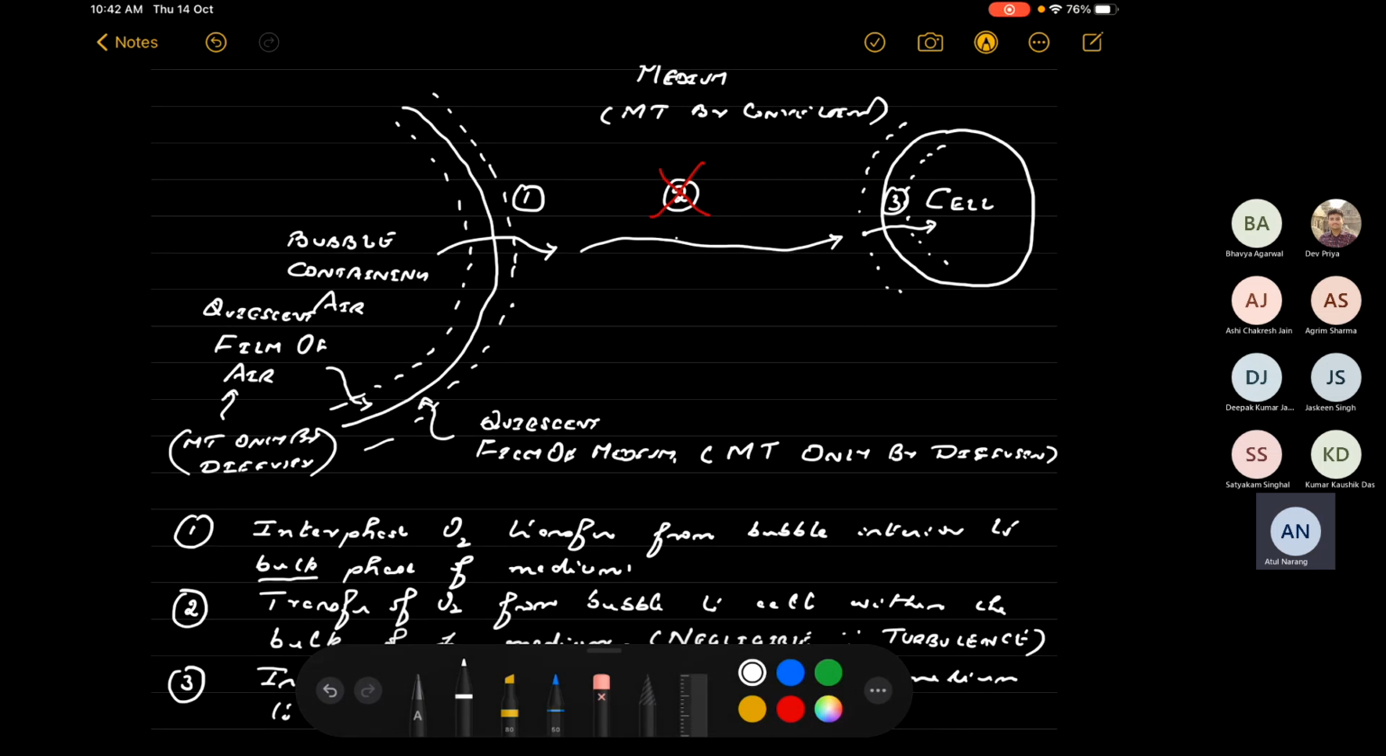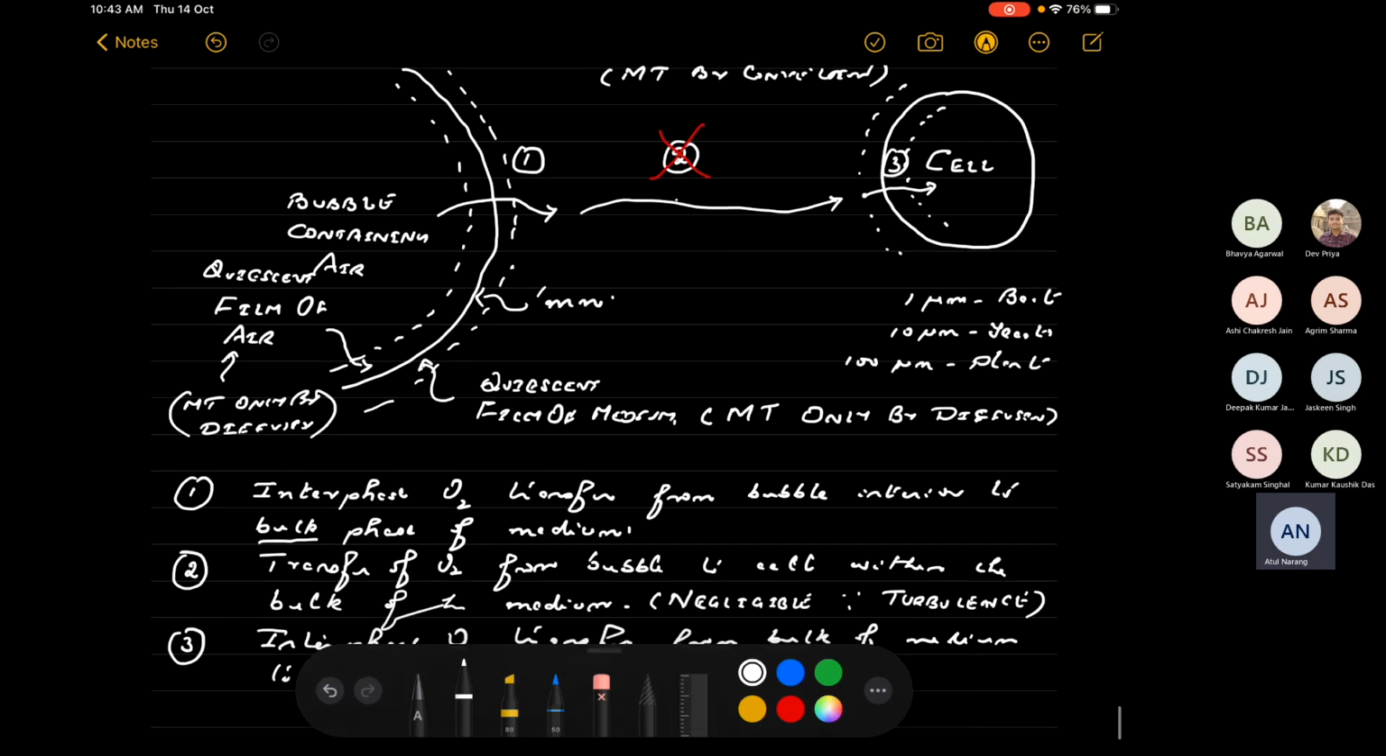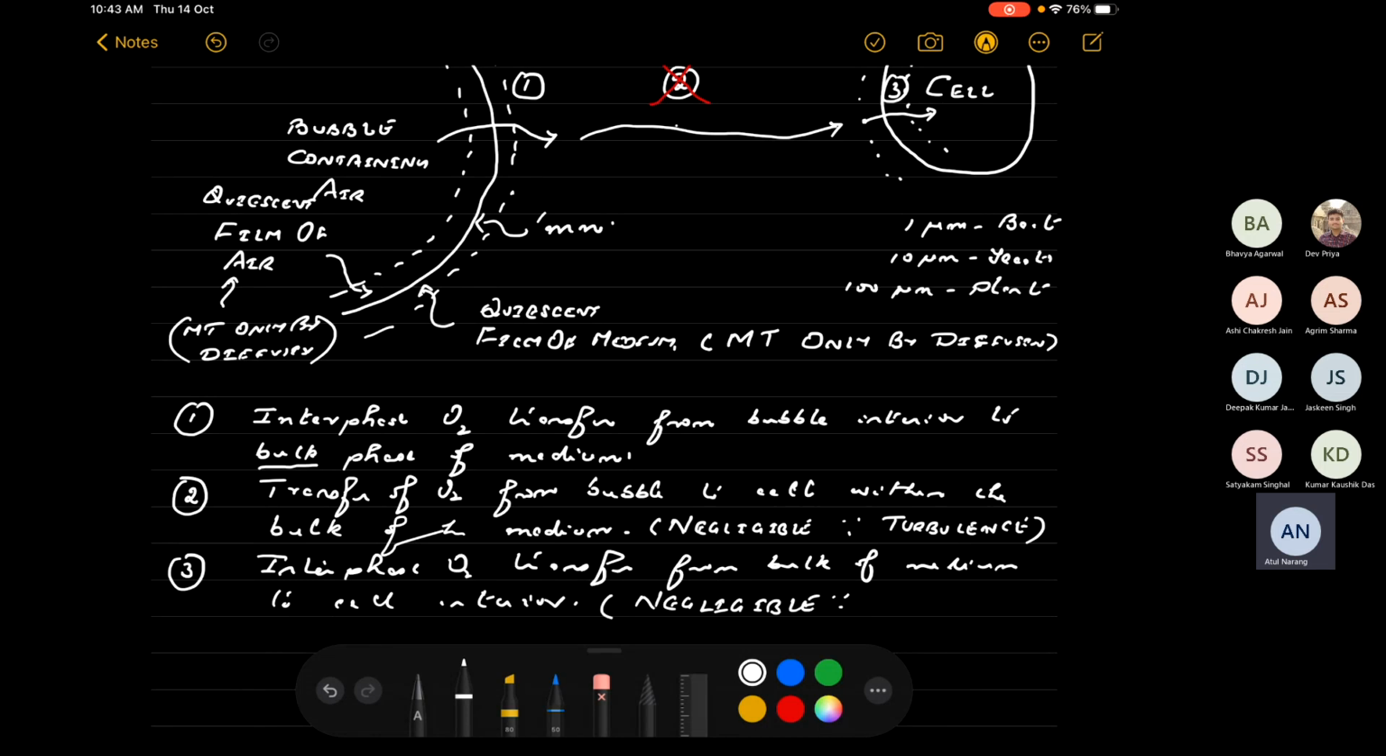Now let me give you a sense of the size. That's important to the answer. The cells are on the order of 1 micrometer for bacteria, 10 micrometers for yeasts, 100 micrometers for plant cells, whereas bubbles are on the order of at least millimeters. So as long as we're not talking about agglomerated cells, these are just individual cells. They are at least 10, if not 1,000 times smaller than the bubbles. In view of that fact, I claim that the third one can also be ignored. Can anybody see why?